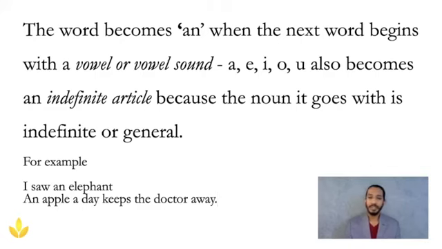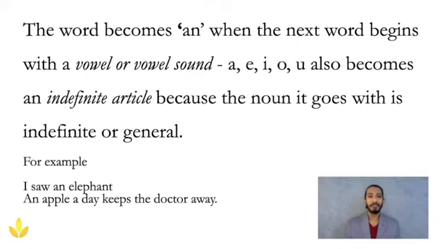So, considering these examples, an refers to something that is not really specific. Let's take the first example. I saw an elephant. What elephant? Was it Indian? Was it African? Was it male? Female? We don't know. So it is also another indefinite article.